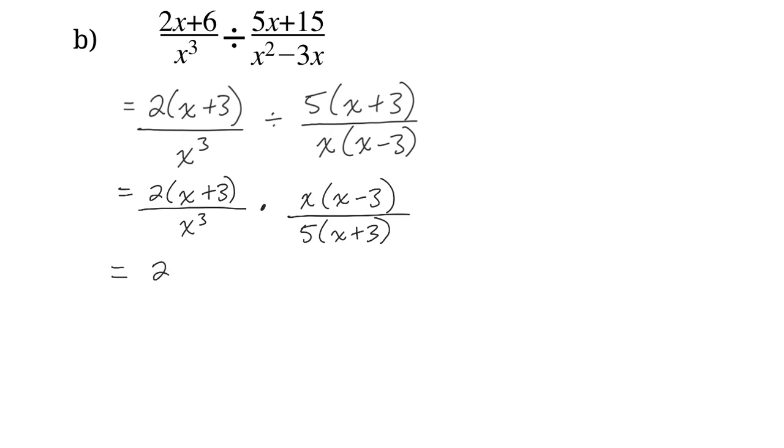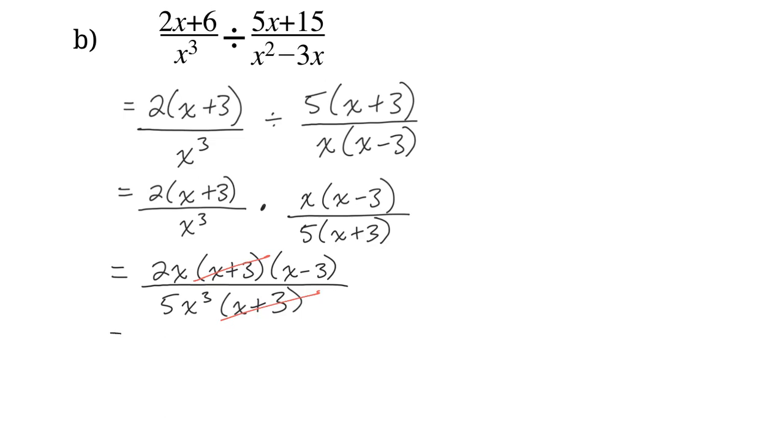So this becomes 2x times x plus 3 and times x minus 3. Keep it in factored form, do not expand or distribute. In our denominator, when we multiply this, it becomes 5x to the power of 3 times x plus 3. Now we need to simplify this and cross out any of our common factors. So we do have a common factor in the numerator and denominator, and that's x plus 3. We can cross that out. And 2 over 5 cannot be reduced any further, so that will stay.